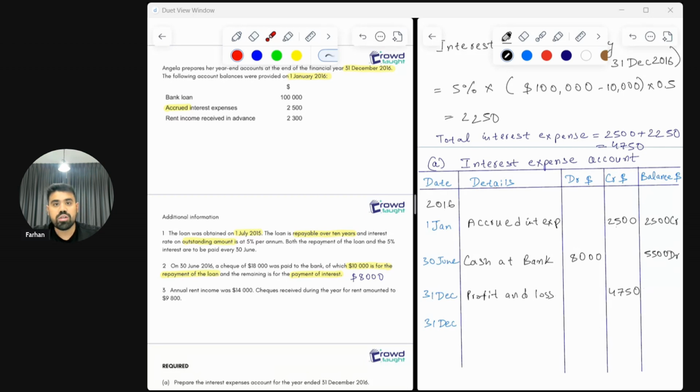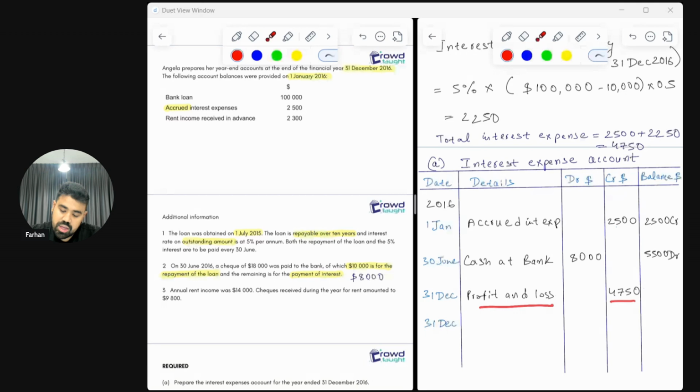Expenses by default are always debited when they increase. Now, if we have to transfer these amounts out of the expense accounts, we have to credit it, right? So that is why within the interest expense account, we're recording this 4,750 on the credit side, with the cross-reference being the profit and loss account, okay?